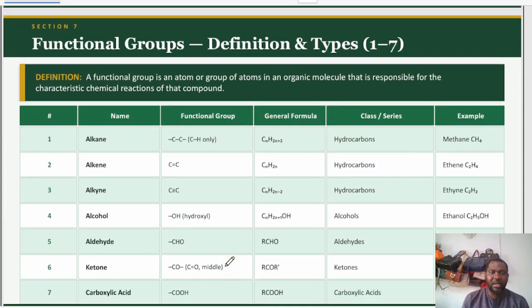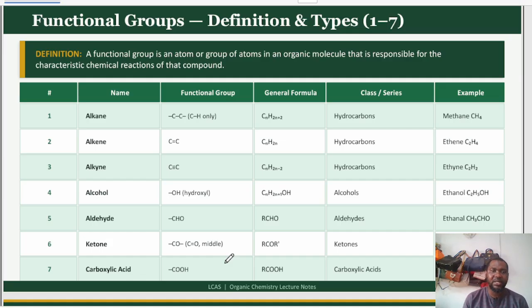Okay, so that leads us to functional group. Now you can see a functional group is an atom or group of atoms in an organic molecule that is responsible for the characteristic chemical reaction of that compound. I already mentioned that to you. We have many of them, but for the sake of your exams, for the sake of your level, we are going to be looking at about 14 of them.